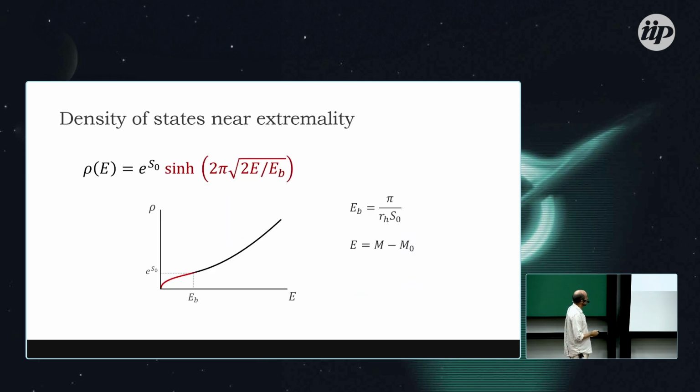Now, this is the partition function. We can Laplace transform to the density of states, and then you obtain the density of states near extremality. It takes this form. When the energy is very large, you recover the standard Hawking result for the density of states, but at small energies you get something that goes like a square root. We've seen this picture before in studies of matrix models, so it's the same thing. This is controlled by the same physics. Okay?